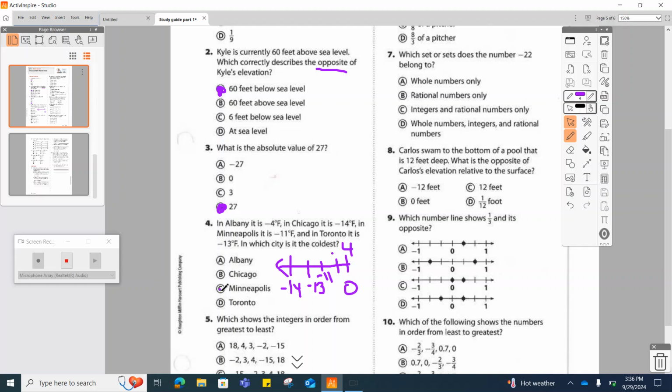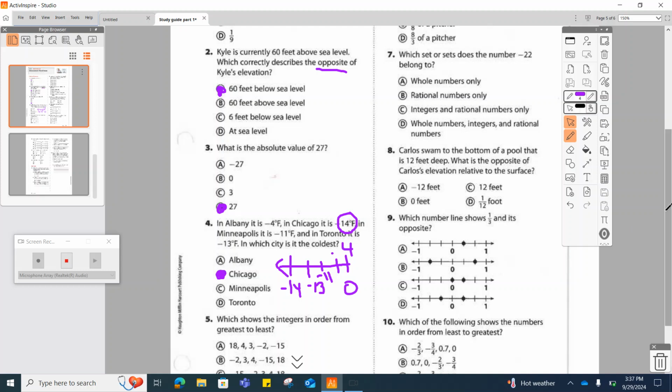Oh, see, this is what I'm saying to people. You got to read the questions. Let's go through this again. So the coldest is -14. In Albany, it's -4. Chicago is -14. Made some mistakes on that one because I wasn't reading carefully. It was kind of rushing. Don't let that happen to you on your test.